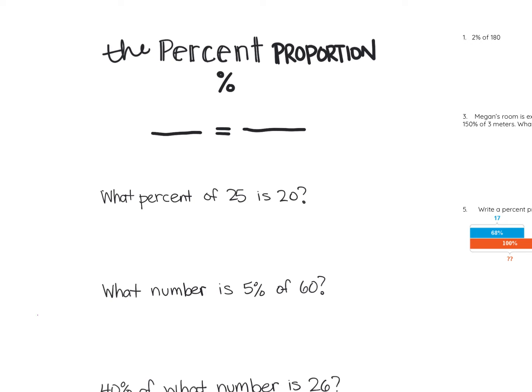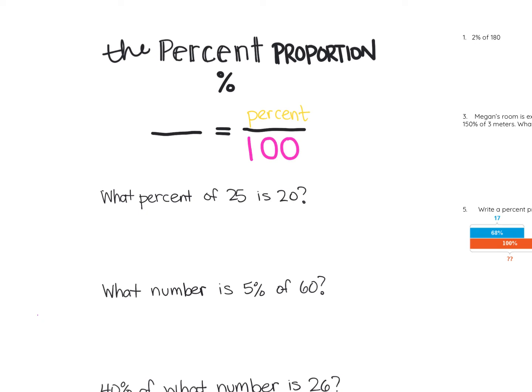The percent proportion also uses part, whole, and percent, but you'll notice in this proportion there's one extra spot, and that is for the 100. There's always going to be a 100 here, and that's because your percent is out of 100. So my percent is always going to be in the numerator above the 100 when we're talking about the proportion.